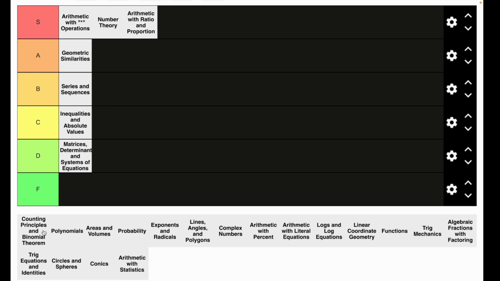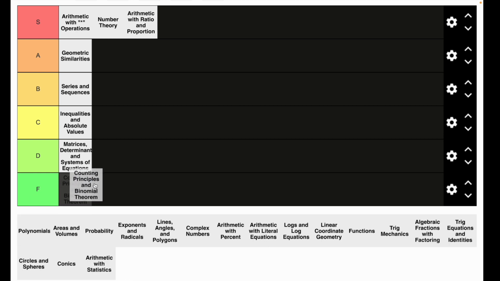Next, counting principles and binomial theorem. You'll see this a lot where when they combine multiple different things, I'm not a huge fan. So if it was just counting principles, I would put this pretty high, because counting principles are a lot of fun, and they're pretty easy once you know the very basic formula. So counting principles are great. If it was just counting principles, this would be S or A tier probably for me. You throw the binomial theorem in there, and it just makes it much lower.